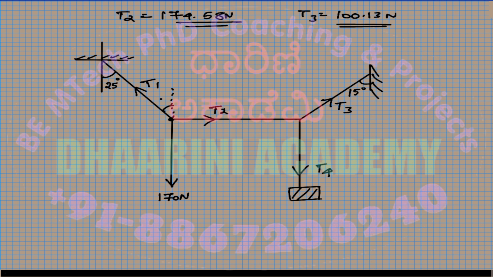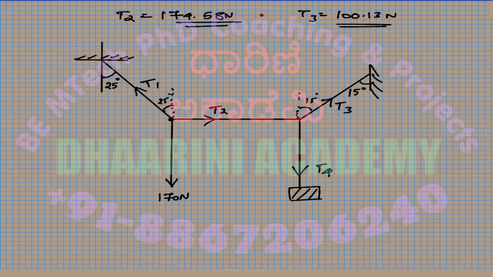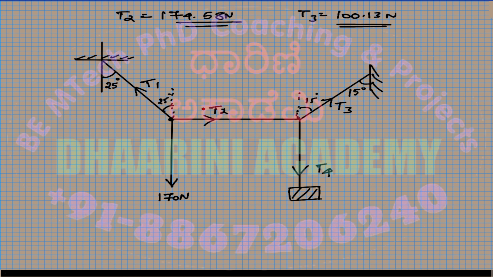So this is 25. Similarly, in the second case also, we can calculate an angle like this. So this angle is 15 degrees. So use them to calculate the total angle. So this is 90 plus 25. Anyway, this is 90, so this is also 90. So 90 plus 25, 115. And this is 15 degrees, so this angle is 90 plus 15, 105.